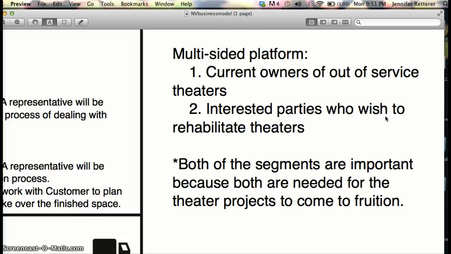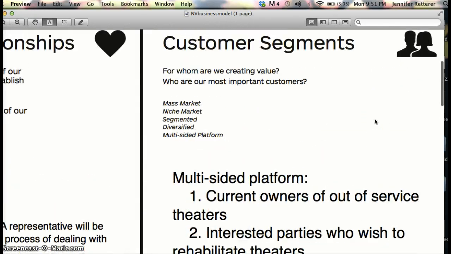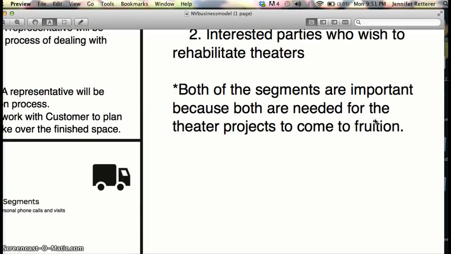So I decided that my customers were one, the current owners of out-of-service theaters, and two, the interested parties who wish to rehabilitate the theaters. When I was trying to decide who my most important customers were, I decided that both of the segments are pretty equally important because without one, we can't really have the other. Both are needed for the theater projects to be complete or come to fruition.